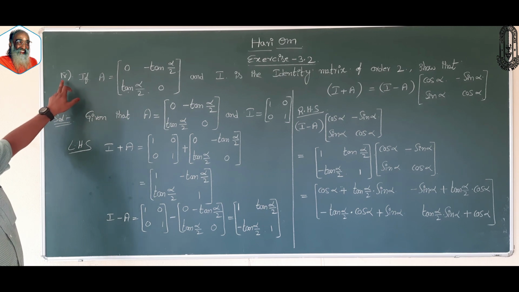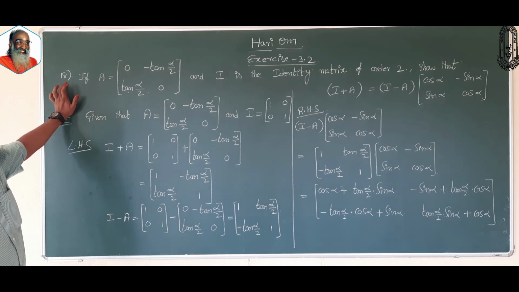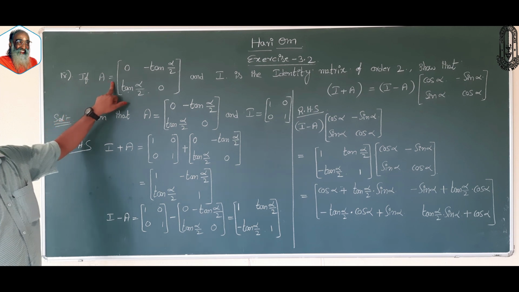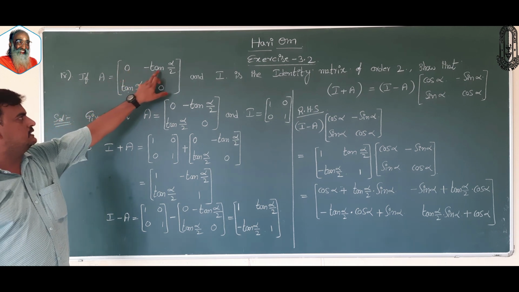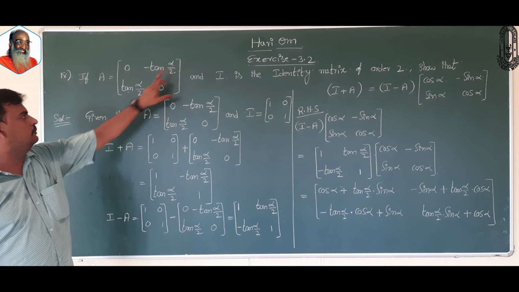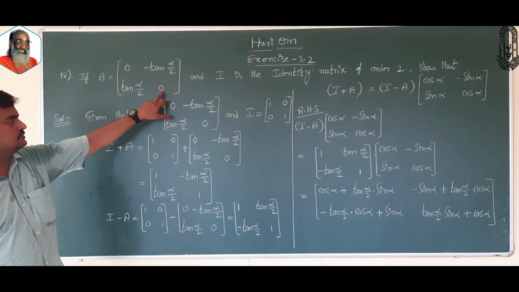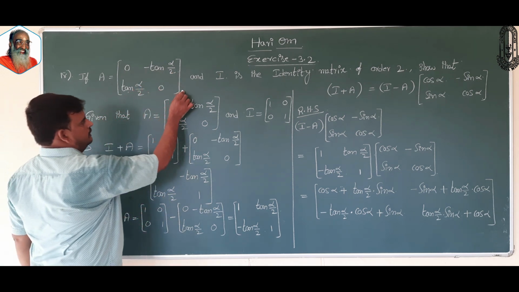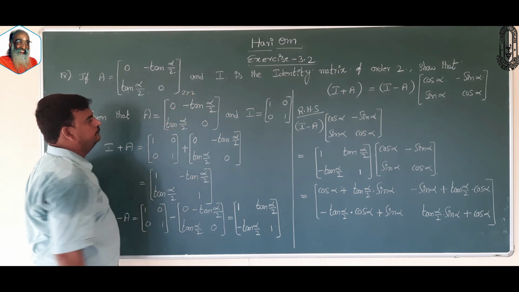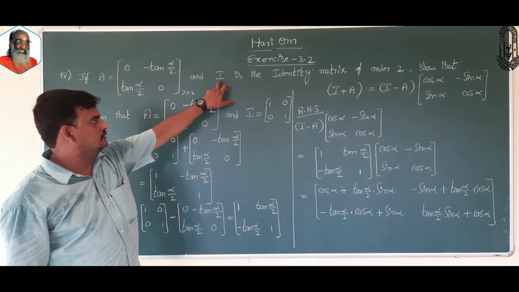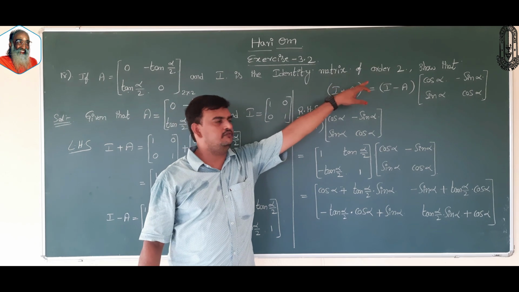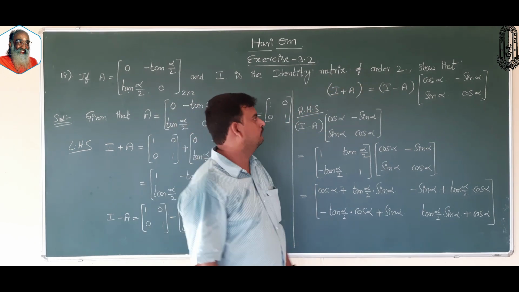Now, let us see problem number 18. The question is: if A is equal to [0, -tan(alpha/2); tan(alpha/2), 0], which is a 2 by 2 square matrix, and I is the identity matrix of order 2.